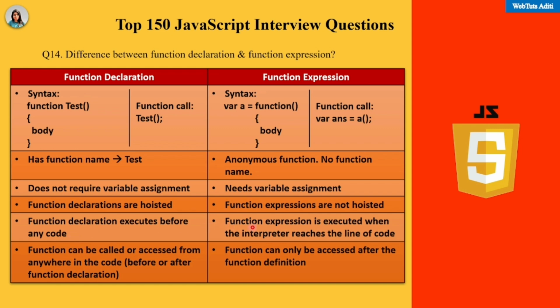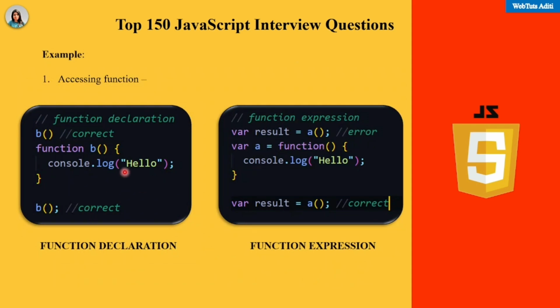But in case of function expression, as it is not hoisted, it will not execute the function expression first. It will execute the JavaScript lines of code one by one, and when the function expression comes, then it will get executed. Okay. So the last point is a function declaration can be called or accessed from anywhere in the code, before or after the function declaration, but a function expression can only be accessed after the function definition. So let me show you an example, then you will get it clear. So here you can see accessing function. For function declaration, you can see over here, the function is called before the function definition.